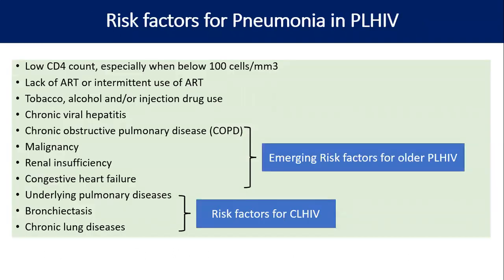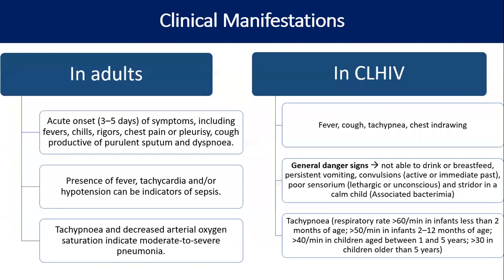So risk factors for pneumonia in PLHIV are low CD4 count, especially when it is below 100 cells per cubic millimeter, lack of ART or non-adherence to ART, tobacco, alcohol, or injection drug use, and chronic viral hepatitis. And risk factors for older people are COPD, malignancy, renal insufficiency, congestive heart failure. And for children, the risk factors are underlying pulmonary disease, bronchiectasis, chronic lung disease.